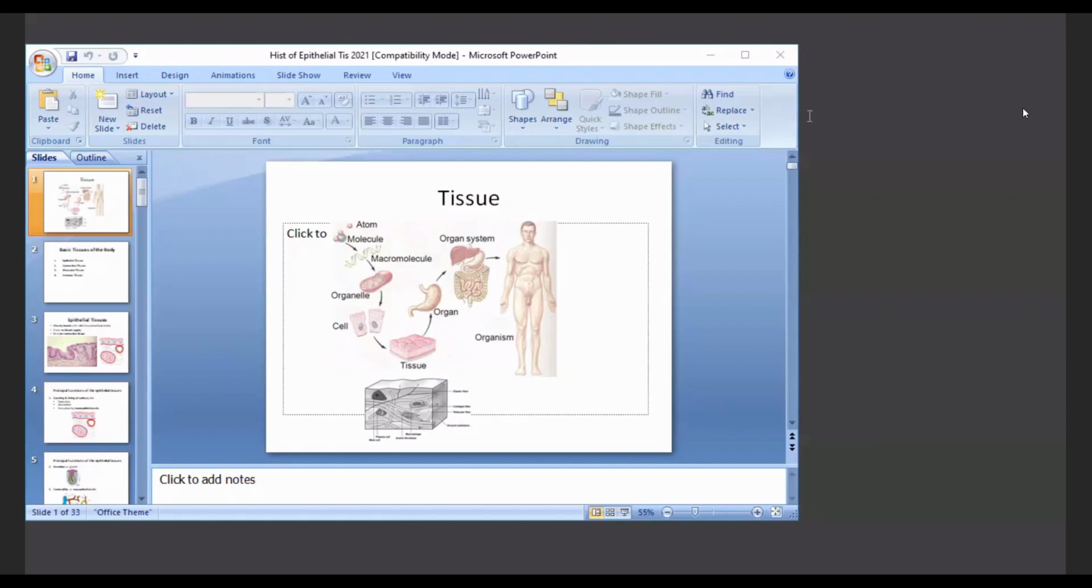Is transitional epithelium only found in the urinary bladder? Yes, transitional epithelium is found not only in the urinary bladder, but in the urinary tract.